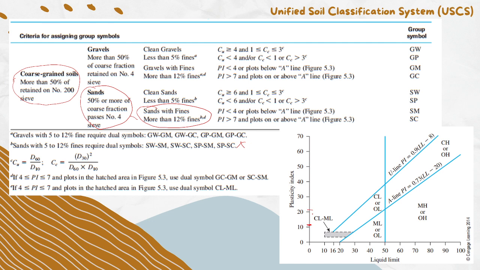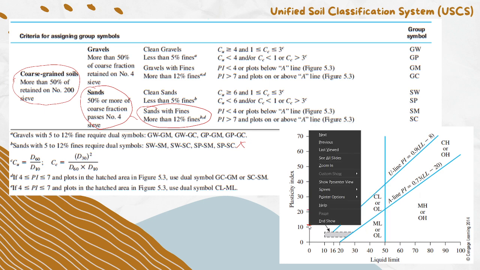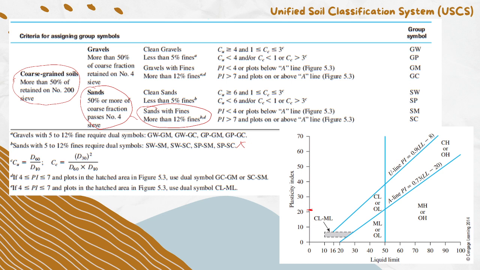Okay, the plasticity index is 21. So, what I have plotted here is the plastic limit. So, let's erase this one. So, our plasticity index is 33 minus 12, or 21. And our liquid limit is equal to 33. So, it is not in the hatched area. So, this one here is not applicable.